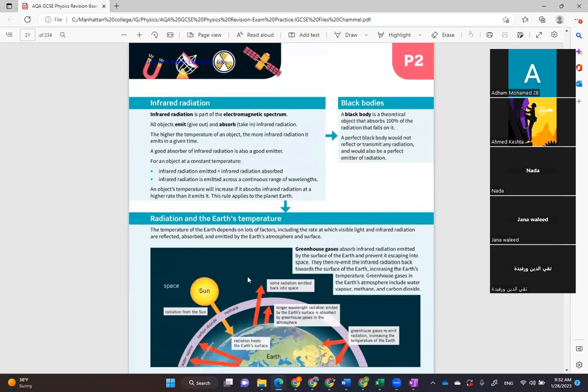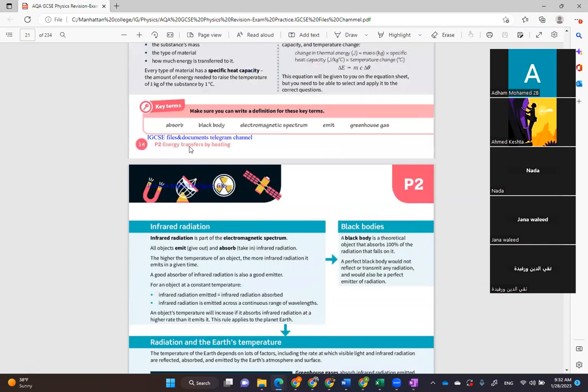So after finishing this, we know the terms absorb, black body radiation, electromagnetic spectrum, emit, and greenhouse gases. I'm going to ask you to write down the definition of greenhouse gases in the chat. Just type the definition of greenhouse gases in the chat.